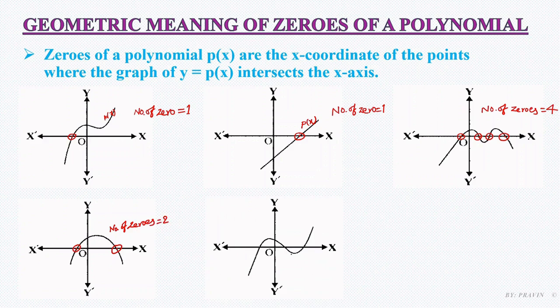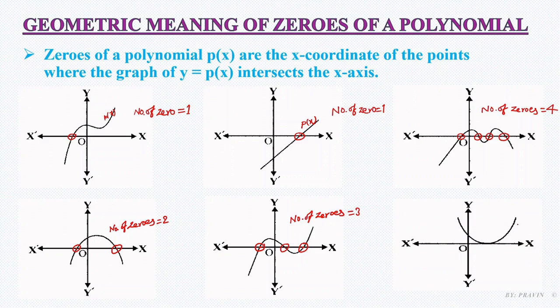Similarly, look at this graph. Just locate the points of intersection of the graph with the x-axis. So this is the first point, second one, and this is the third one. So it is intersecting the x-axis at 3 different points. So the number of zeros will be 3.